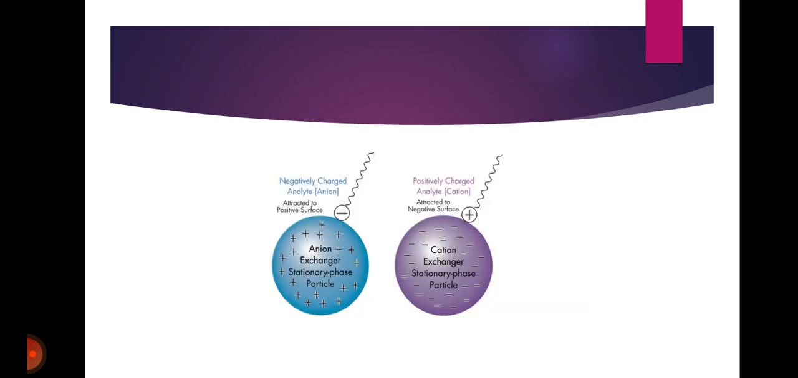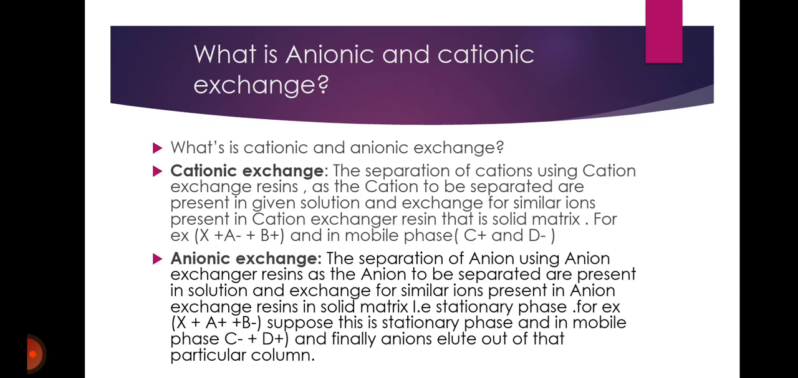Now see the diagram. In the first diagram, the anion exchanger stationary phase particle has positively charged groups which attract negatively charged anions, and these anions are replaced with anions in the mobile phase, and finally the anions are eluted out. In the second diagram, the cationic exchanger stationary phase particle is negatively charged, which means it will attract positively charged cations, and finally the cations are eluted out.